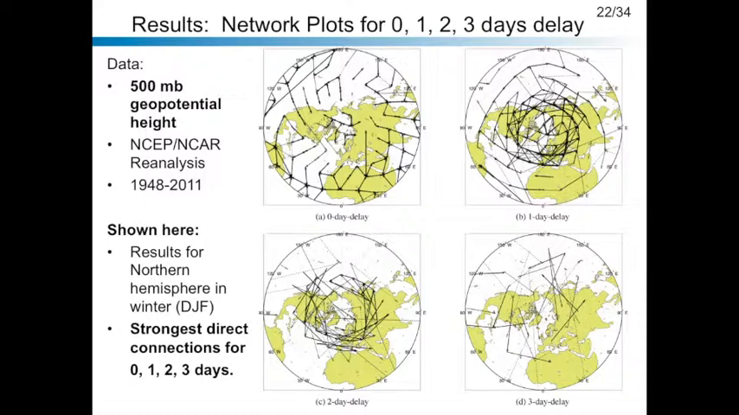Up there is which data we used, and these are the results for the Northern Hemisphere. And what's important to say is, these are all the strongest direct connections you get for 0 days delay after we count our errors. This is for 1 day, this is 2 days, and this is 3 days. Let's look at those 2. I turned this over to Yi, and of course I was excited to hear. So does this make sense now?